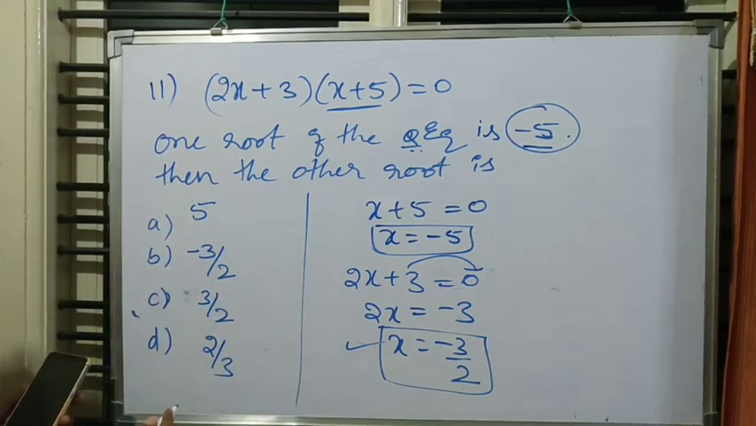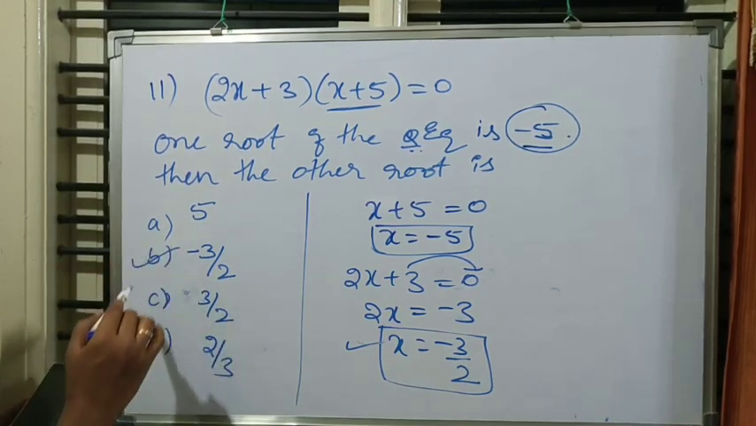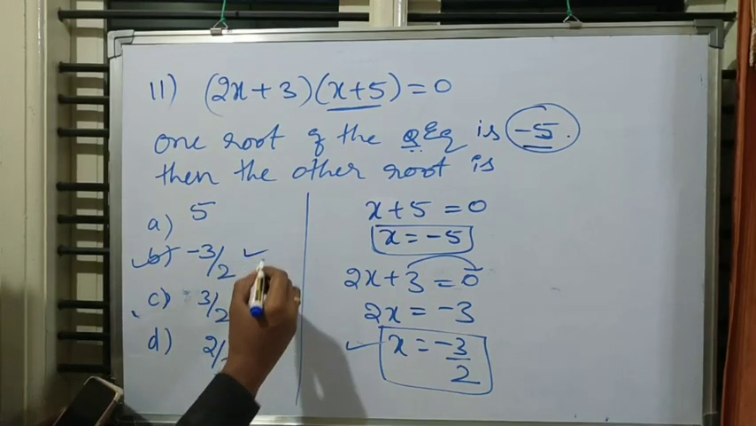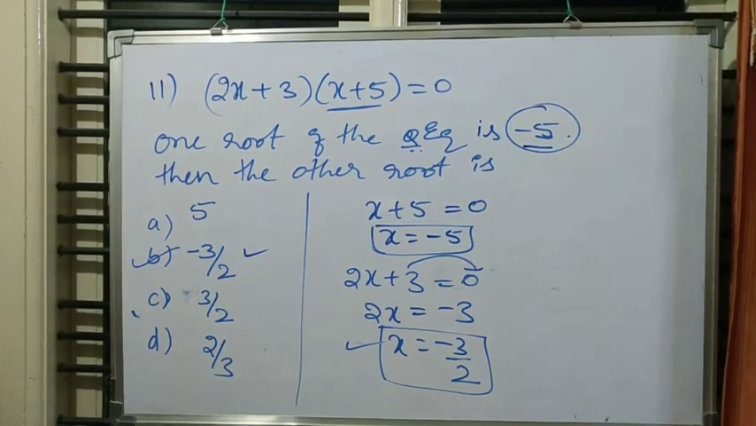According to this, -3 by 2 is in option B. B is the right answer. This is the other root.